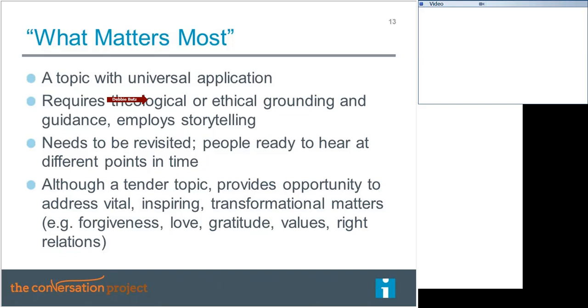And although this is a tender topic, it provides an opportunity for the person who's offering the sermon to address vital, inspiring, and transformational matters, and what could be better for a sermon than that. Some of the things that I think can be included and rolled into these kinds of sermons are ones that focus on things like forgiveness, love, gratitude, values, right relations, all the things that we want to be talking about inside of our communities on a regular basis, and how they connect to this end-of-life care, or what matters most, or advanced care planning. Well, that is the work for the sermon writer to mine and bring back to the surface for the people who are listening.